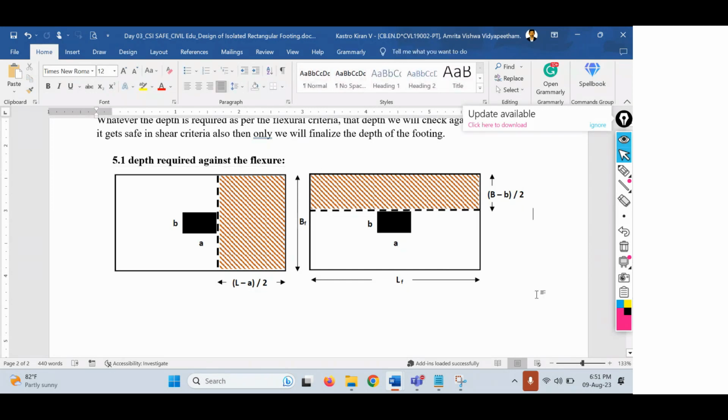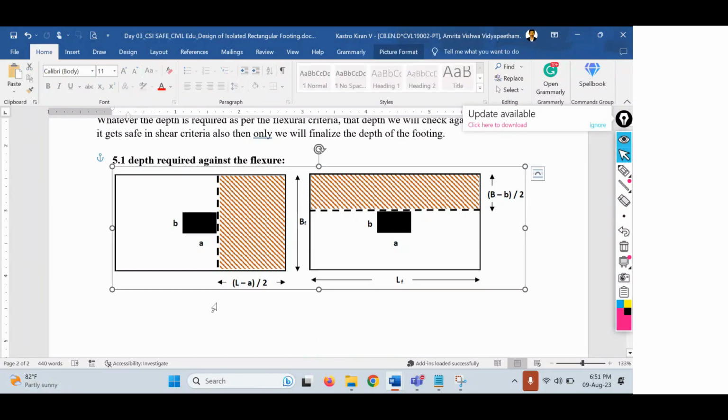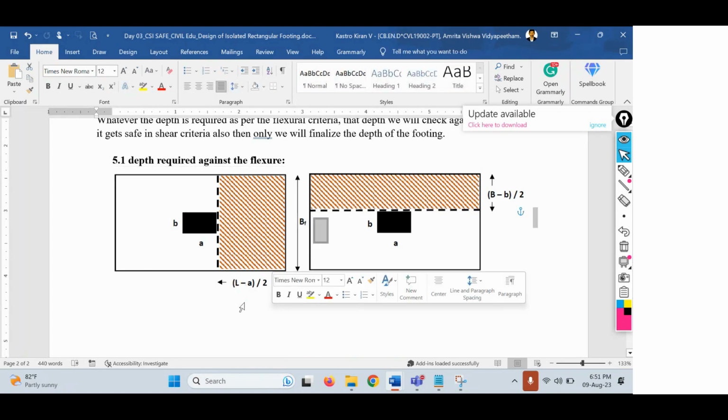Right. So now before we calculate the flexure criteria, we have to calculate this projected length. So first let us calculate the projected length along the length direction of the footing. So how will you find it out? The total length of the footing is taken as L minus the side of the column, the longer side of the column is A, L minus A divided by 2. So half of this one. Therefore, you are going to get this projected span along the length direction.